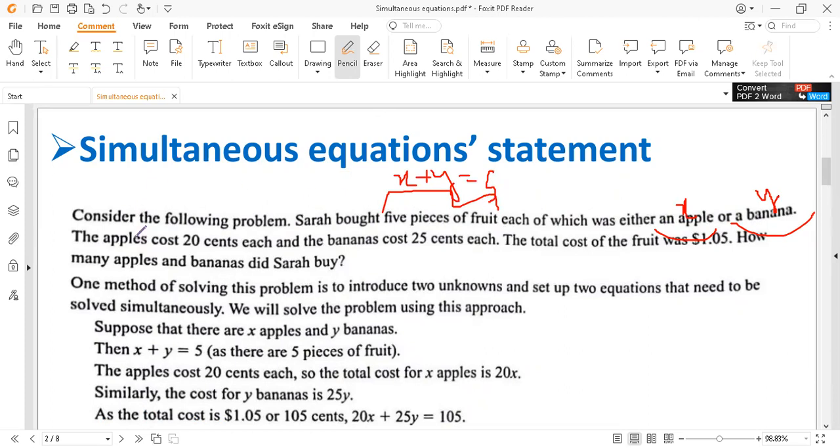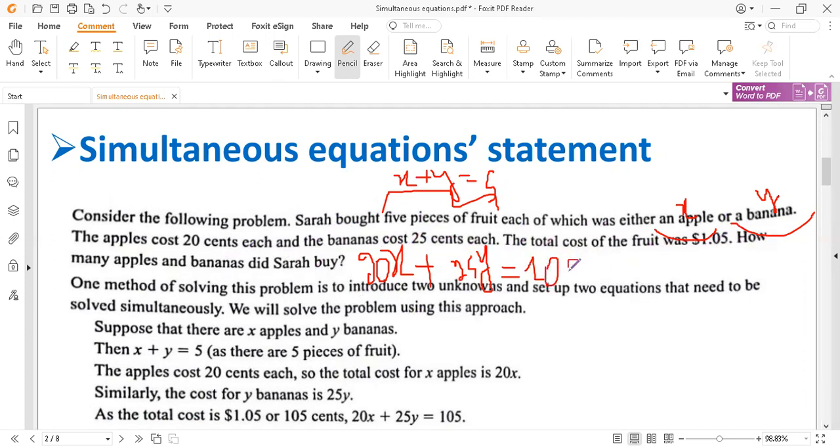Then each apple costs 20 cents. The number of apples is x, and we multiply it by 20 to obtain 20x. So this is the cost of apples. Plus, we add the cost of all the bananas that we bought: y multiplied by 25 cents, so 25y, equals in total 105 cents.